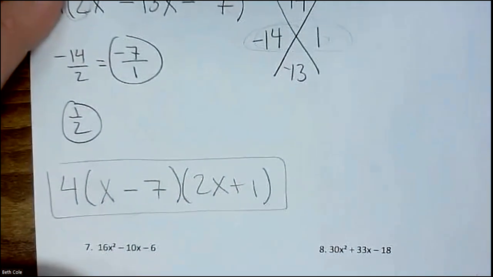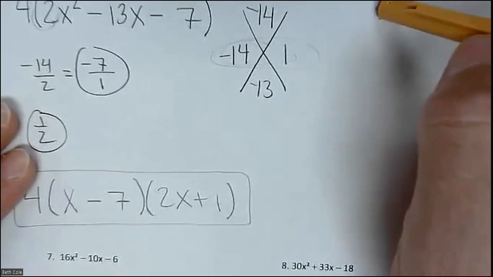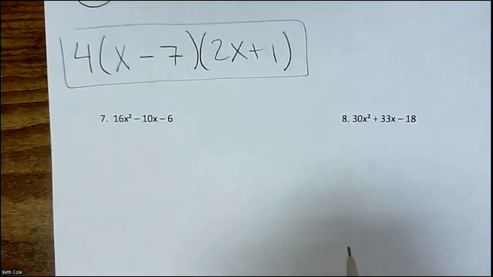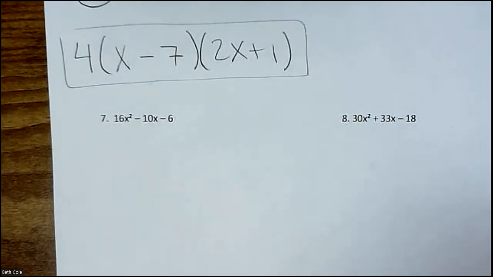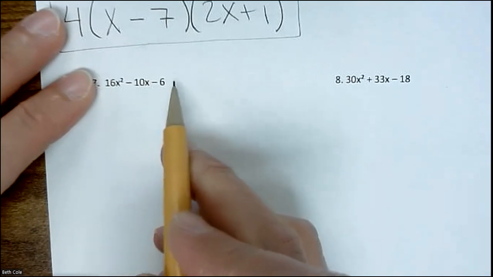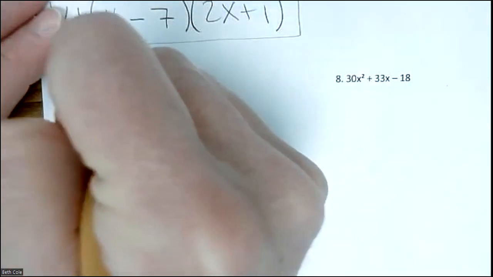Let's do one more together and then I'm gonna have you try one on your own, okay? Actually, I'll have you try this one on your own because that one's a little bit simpler. Let's go down to number 7. We'll do one more together, and if I have you try one on your own and it goes well, then we'll stop with that. All right, what divides out of 16, 10, and 6? 2, I think, is the biggest we can do.